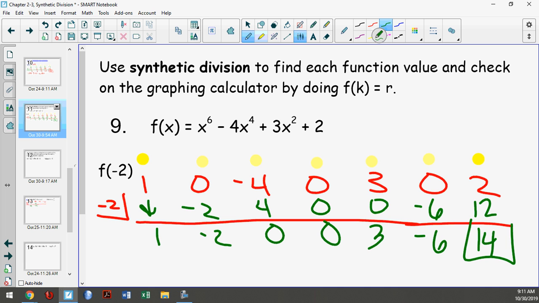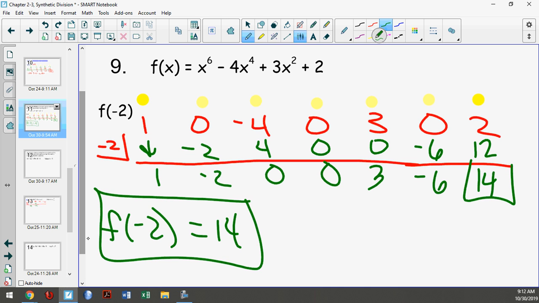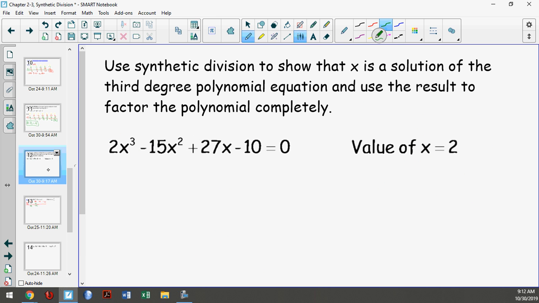Do we all understand that, yes or no? Okay, so what can you conclude? F at negative 2 is simply equal to 14. Again, this is how you're going to do 9 and 10. Any questions? Okay, let's go on to the next one.